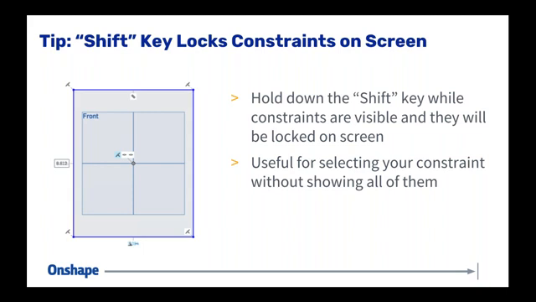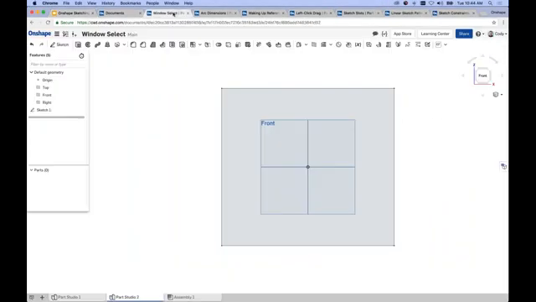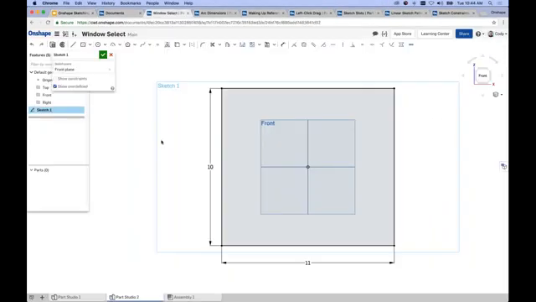But the problem with that approach is if you move your cursor the wrong way, or in a certain direction, those flags suddenly disappear. The way to fix that is this tip, Shift. Hold down the Shift key, it locks the constraints onto the screen, and then you'll have no issue selecting them, right? So I'll go over a really simple example of this.